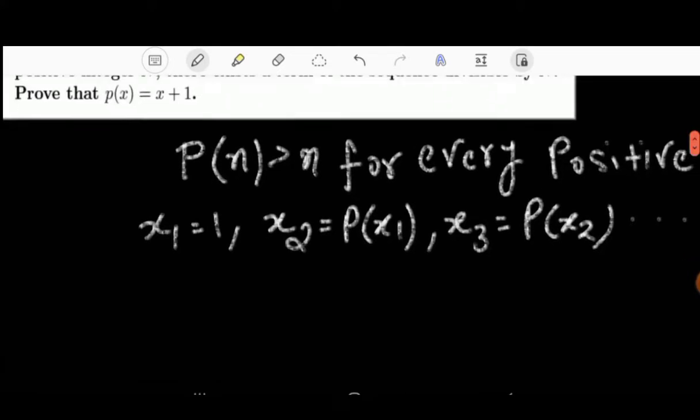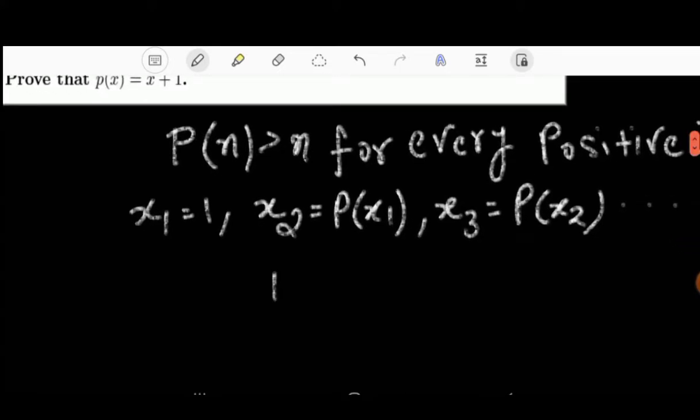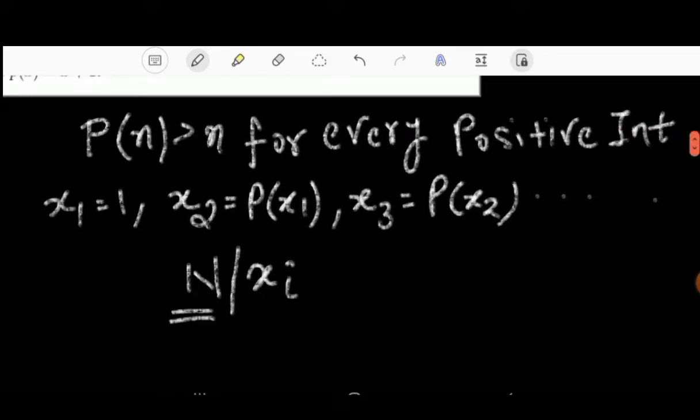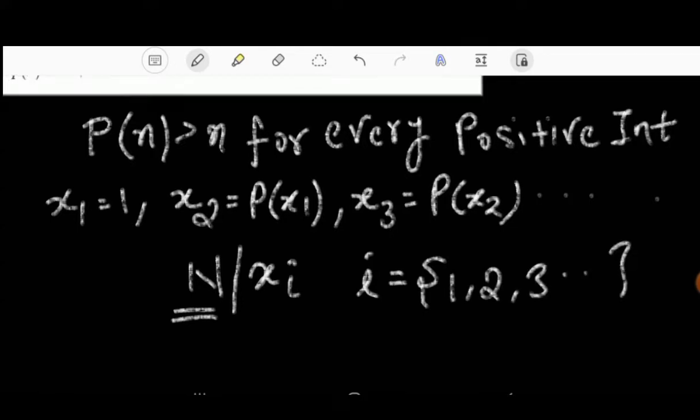Now there is some capital N for which xi is some term in the sequence which is divisible by this n, and i is from the set of natural numbers, right?